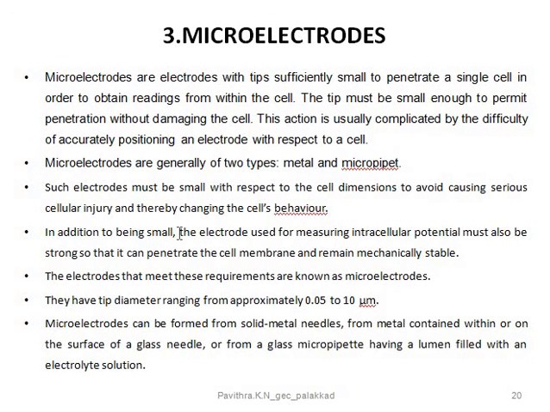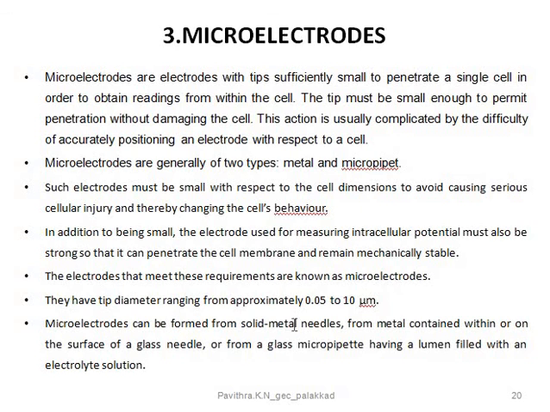In addition to that, the electrode used for measuring intracellular potential must also be strong so that it can penetrate the cell membrane and remain mechanically stable in that position. The electrodes that meet these requirements are known as microelectrodes. Such electrodes have a tip diameter ranging from approximately 0.05 to 10 micrometers. Okay, that is, the diameter will be in the range of micrometers.